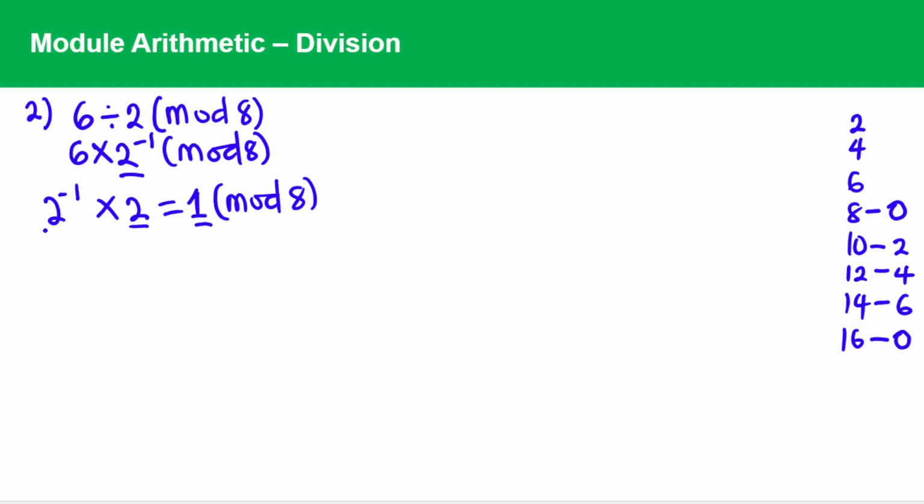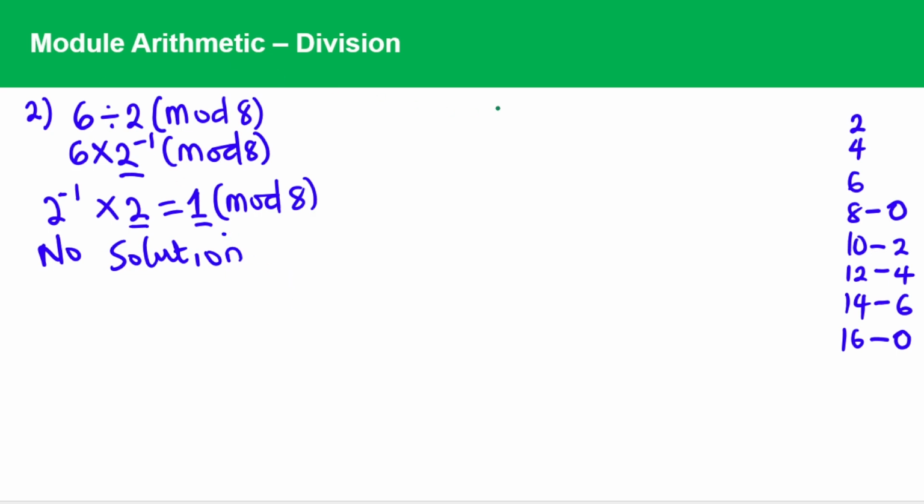Therefore, the multiplicative inverse of 2 to the power of minus 1 does not exist in mod 8. Therefore, there will be no solution using the multiplicative inverse method.